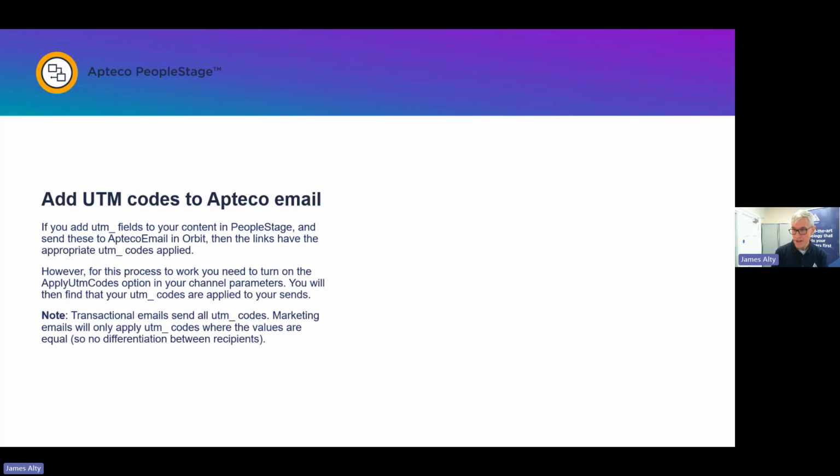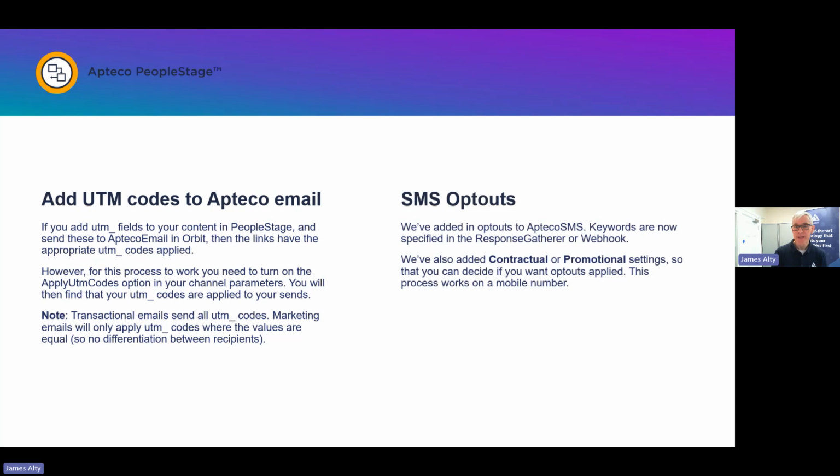I've also already mentioned UTM codes. It's one of my pet facts that UTM stands for Urchin Tracking Module. Urchin was the company that Google bought a long time ago and created Google Analytics. So if you wondered why they're called UTM, it was Urchin what did it. And UTM codes are now more powerful and delivered by Apteco inside the platform.